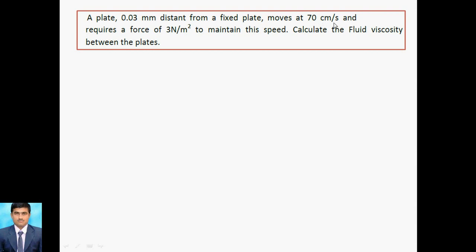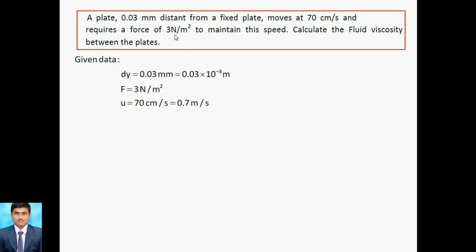Centimeter per second means velocity is given to you. Then 3 Newton per meter square means force upon area, that is shear stress, tau, is given to you. So like this, given data is there. Dy is the change in distance, 0.03 mm, so convert into meter, 10 raised to minus 3.